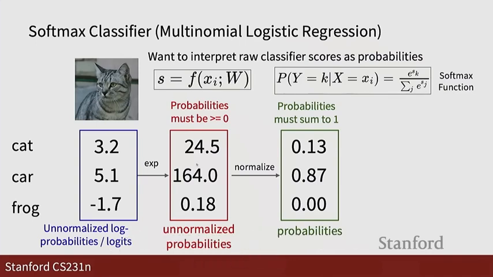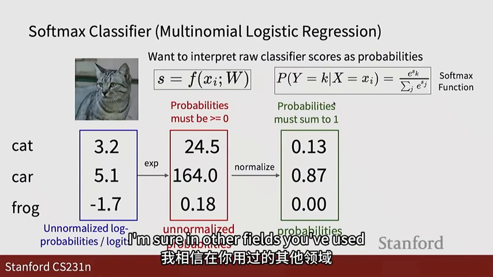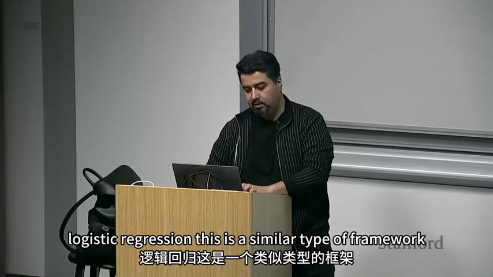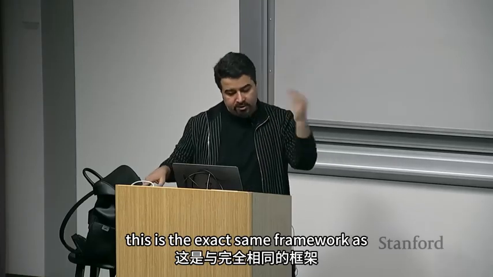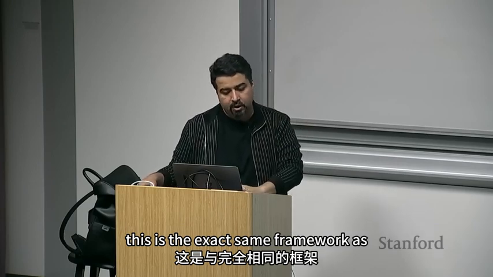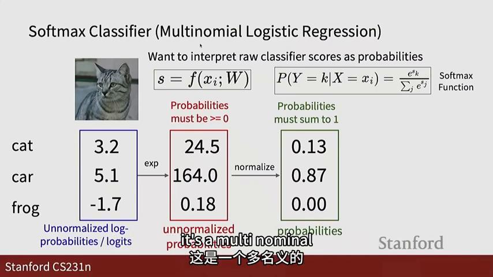So if you've taken other machine learning courses, or if I'm sure in other fields you've used logistic regression, this is a similar type of framework. This is the exact same framework as logistic regression. And since we have multiple classes here, it's a multinomial logistic regression.